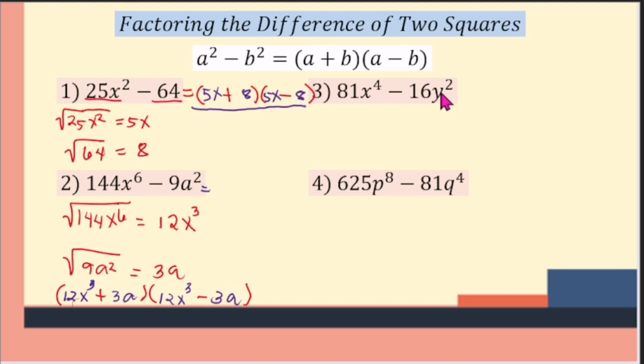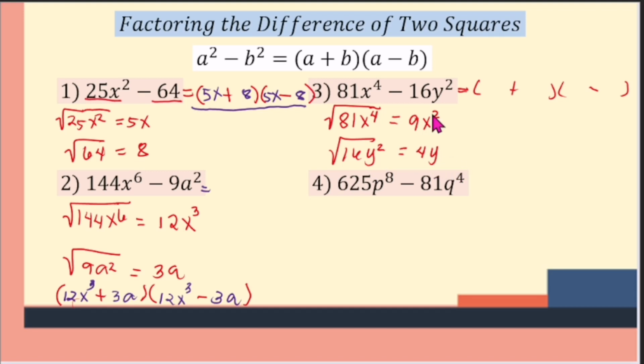Number 3, we have 81x raised to 4 minus 16y squared. So, maglagay ng dalawang parentheses, plus and minus sign. Get the square root of the first term. So, ang square root ng 81x raised to 4 ay 9x squared. At ang square root naman ng 16y squared is equal to 4y raised to 1 or 4y na lang. So, ang final answer natin ay 9x squared plus 4y times 9x squared minus 4y.